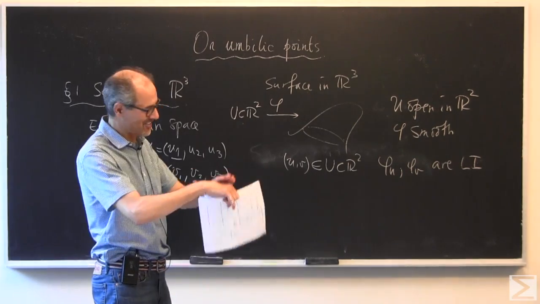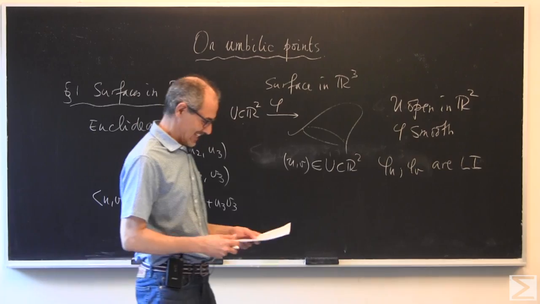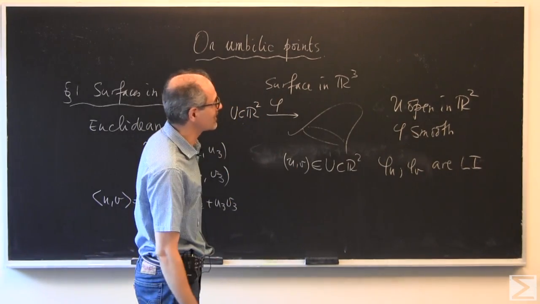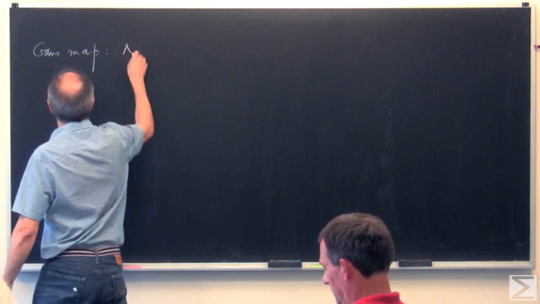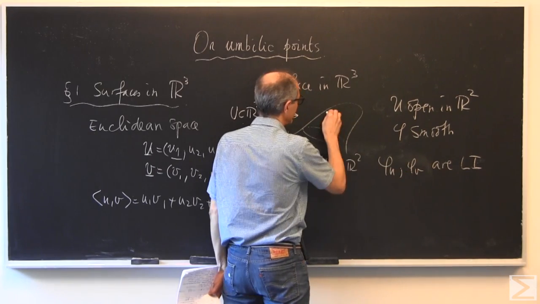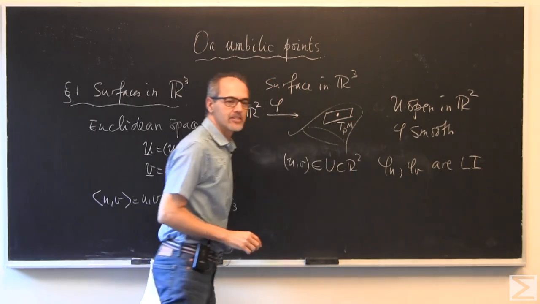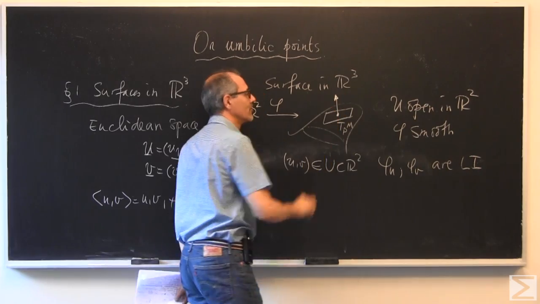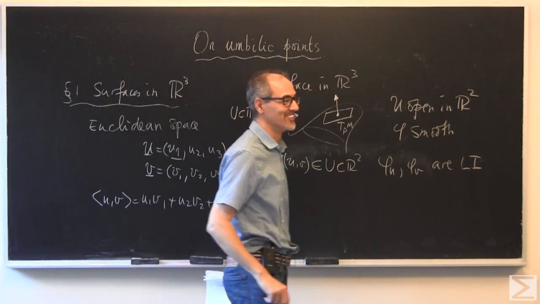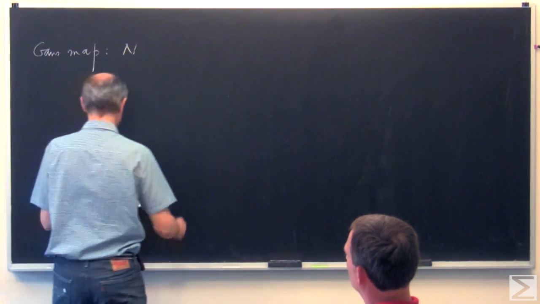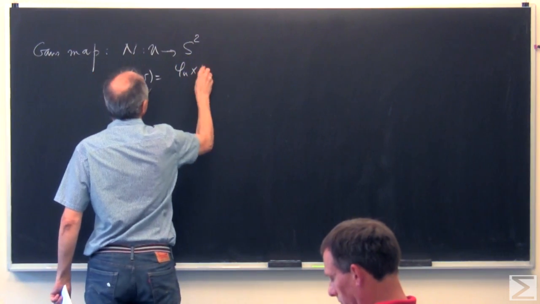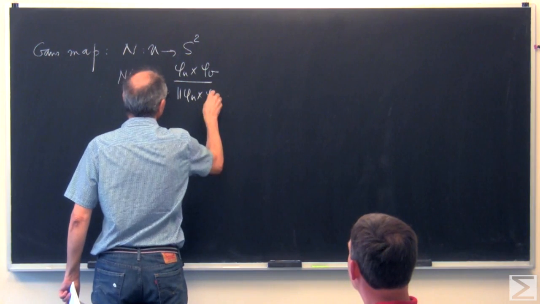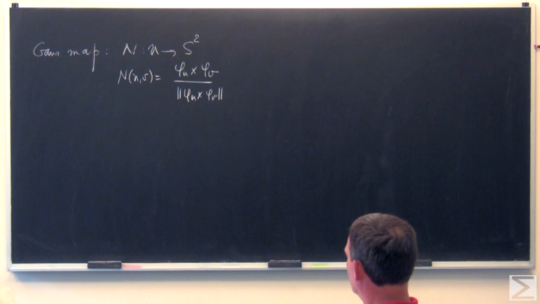So this is a surface for me in R3. Locally, for the moment, we can define what everybody knows, which is the Gauss map. Locally at each point, because phi_u and phi_v are linearly independent, I have a well-defined tangent plane. So I choose one unit normal vector, because there are two. The Gauss map N goes to the unit sphere S2. In our case, we take the vector product phi_u times phi_v divided by its norm. Because they are linearly independent, the norm is never zero, so I can divide. This is the Gauss map.